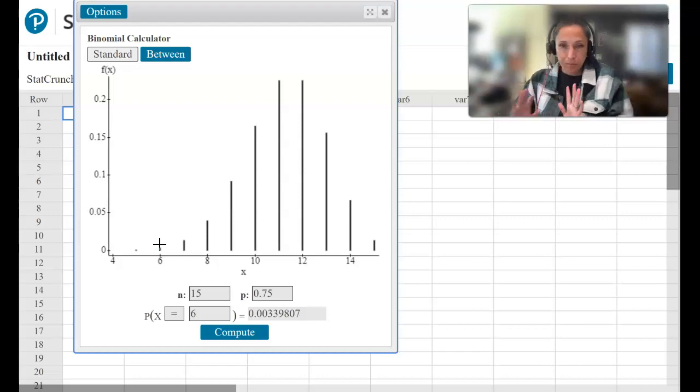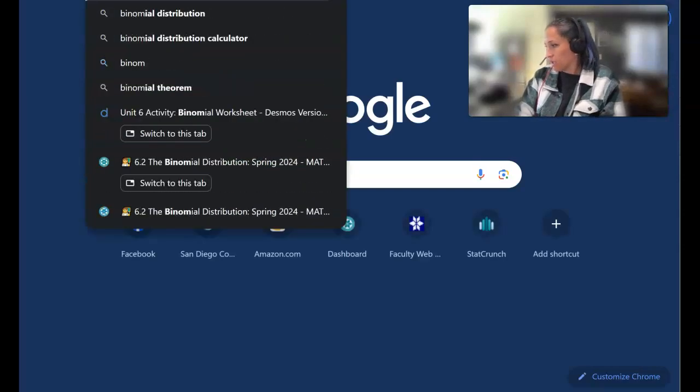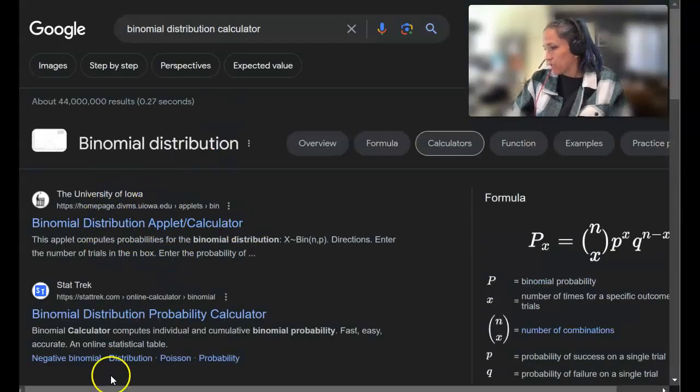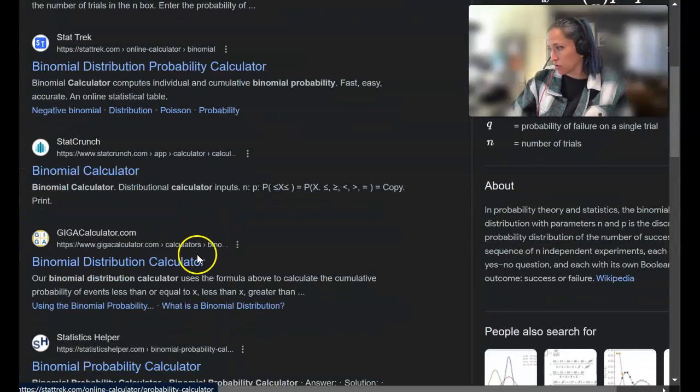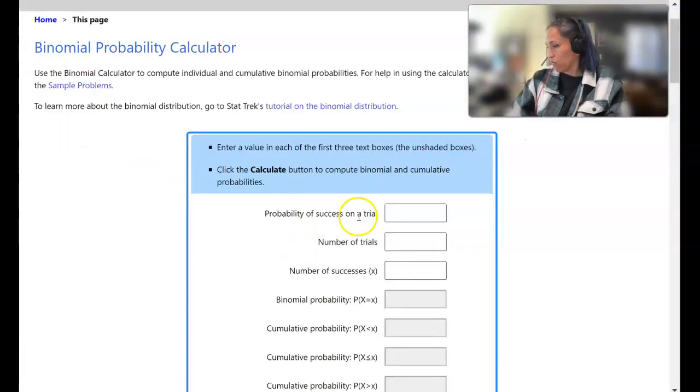Another alternative, though, right, if you're somewhere later and you don't have access to StatCrunch, is you can just type binomial distribution calculator into Google. And you'll find a ton of them. You just scroll, any of these will probably be good. I'm going to use the StatTrek one. It's one I've used before.